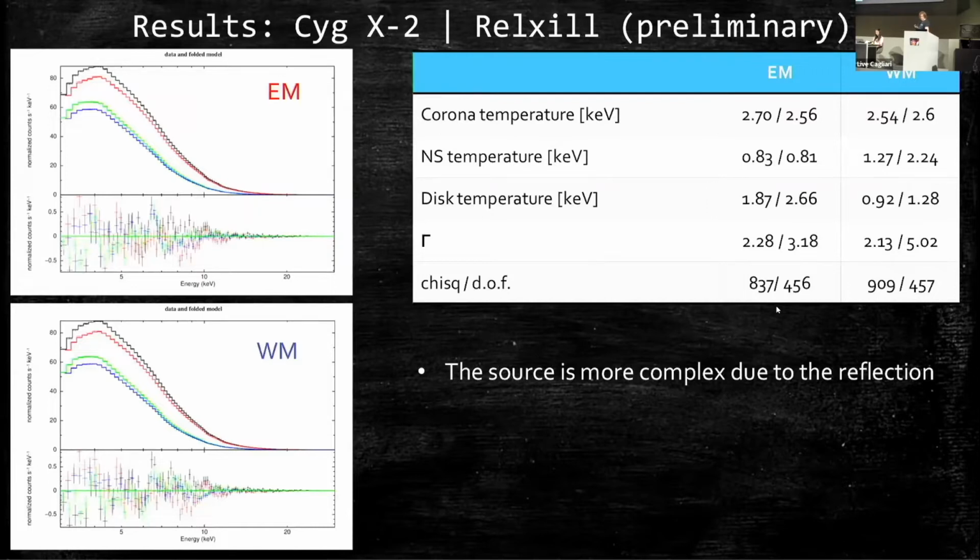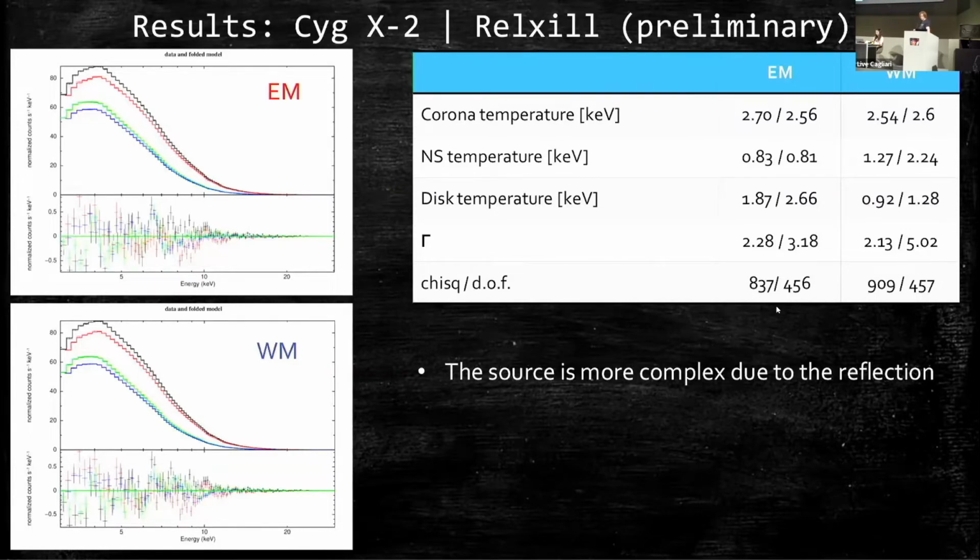For example, in the case of the disk temperature, you can see that we got 1.9 keV for the first interval, while for the second one, the value was almost 1 keV higher. So this points to the fact that something's not really working well in this model. The same basically goes also for the other scenario of the different corona geometry.